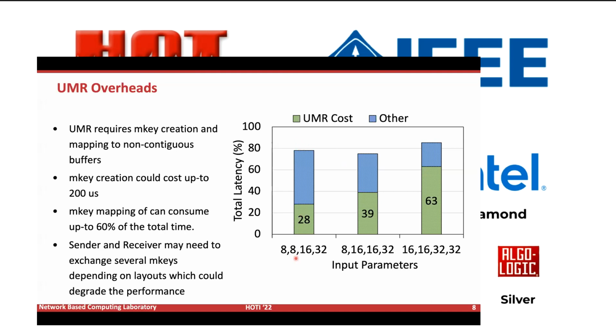Again, we have used MILC as our example for different input parameters, and we have quantified the percentage of M key mapping cost compared to the total latency. We see again that depending on the layout, it could go as high as 63% of your total exchange time. And after mapping M key, sender and receiver may need to exchange several M keys to actually carry out the transfer. The number of M keys again depends on the layout that is being used. So this could again have an impact on your total performance time.